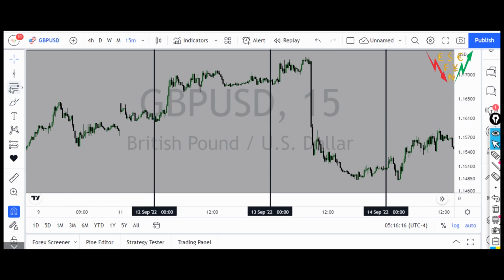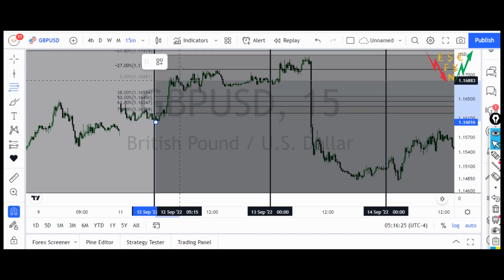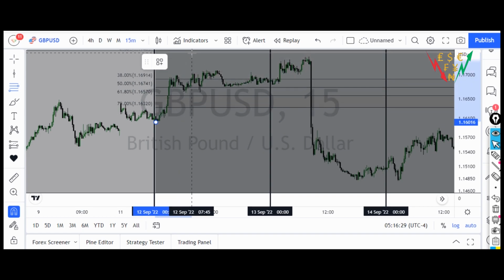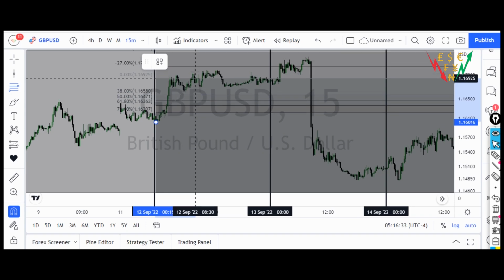Sorry. Okay, so using the Fibonacci tool right here, this is the Tokyo session. It starts with this, which is the low of it, and this is where the high of that session is.